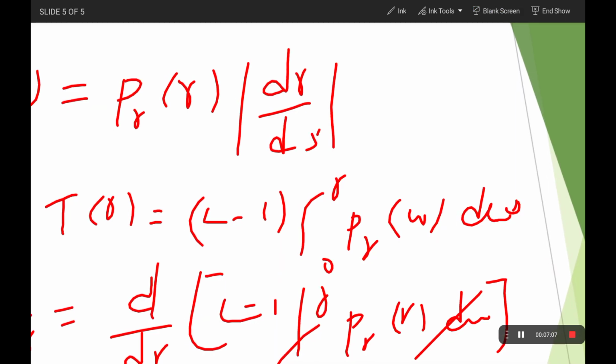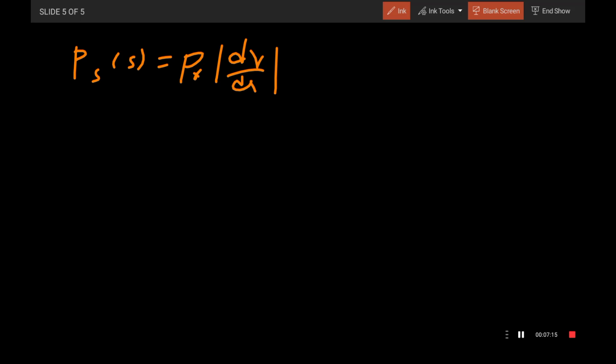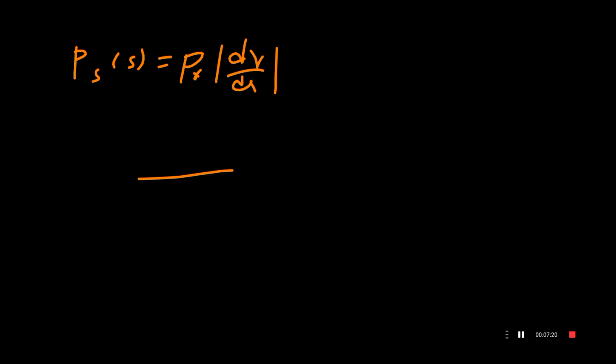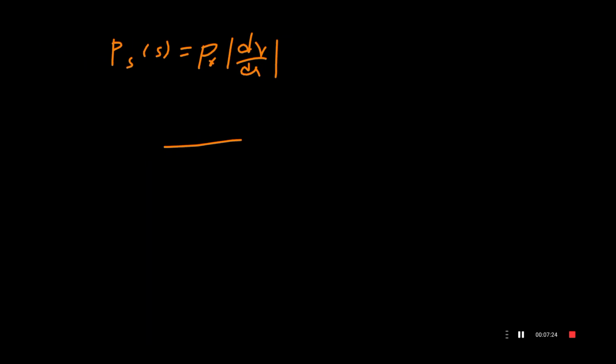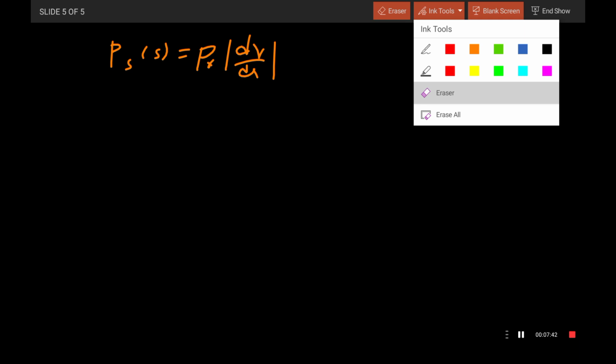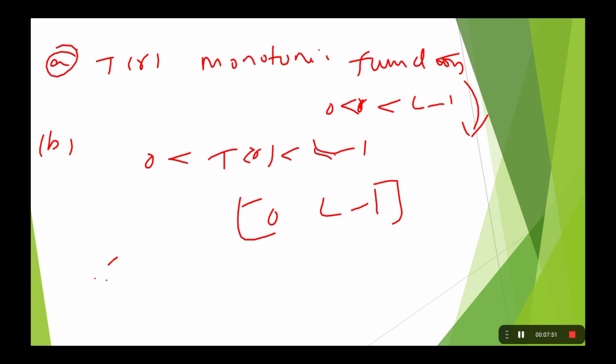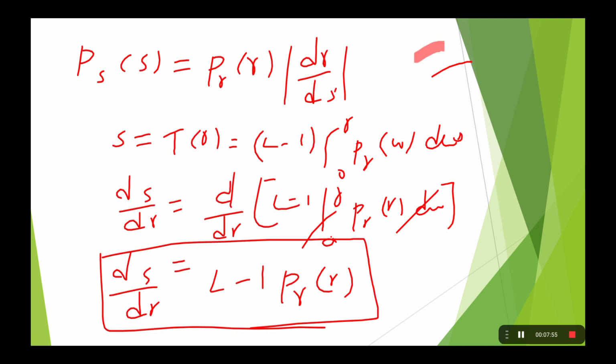The other variable is PS of S. In the previous discussion, we know the equation. So ds by dr is equal to L minus 1 into PR. From this equation, we know that PS of S is equal to PR of R into dr by ds.